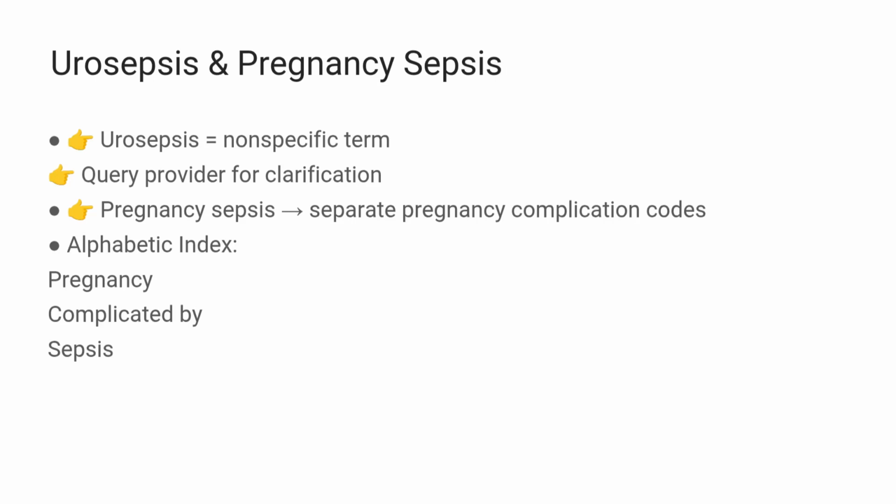One important exam point is urosepsis. Urosepsis is a non-specific term. It does not clearly confirm sepsis or UTI. So whenever documentation says urosepsis, we should query the provider for clarification. Another important point is pregnancy-related sepsis. For pregnant patients, separate pregnancy complication codes are available, so normal sepsis sequencing rules may not apply.